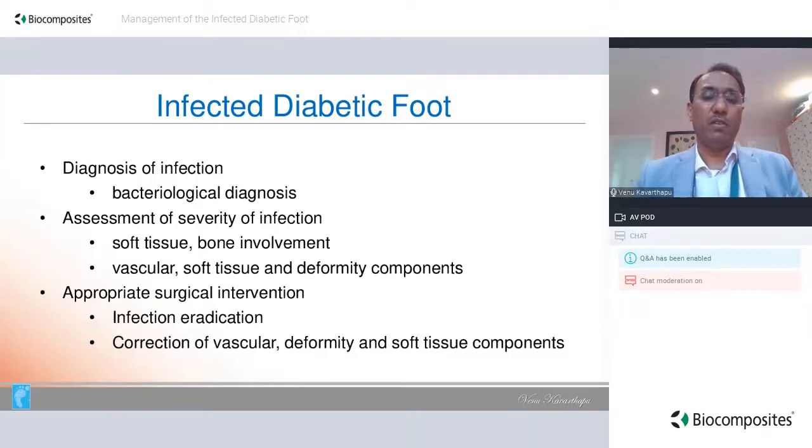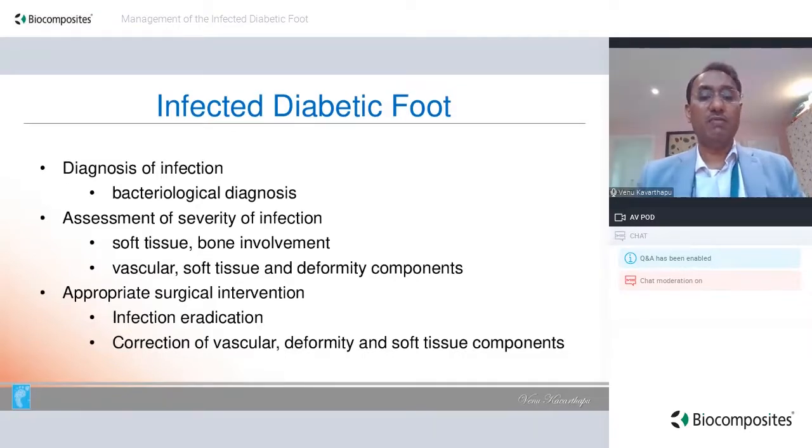That's a very powerful piece of information regarding that presentation. Then assessment of the severity of the infection based on the involvement of the soft tissues and the bones. We should also assess the associated vascular component, which, if there is, needs to be addressed appropriately, and also if there is any associated soft tissue and bone deformity components.